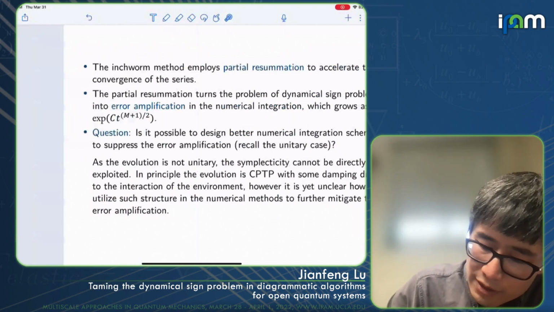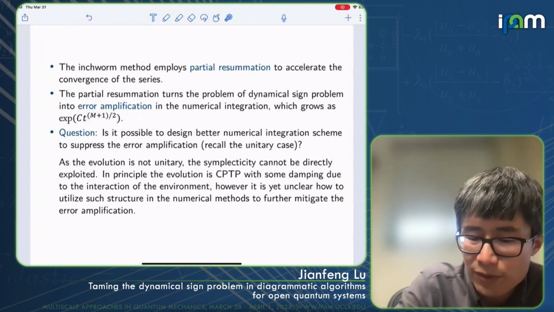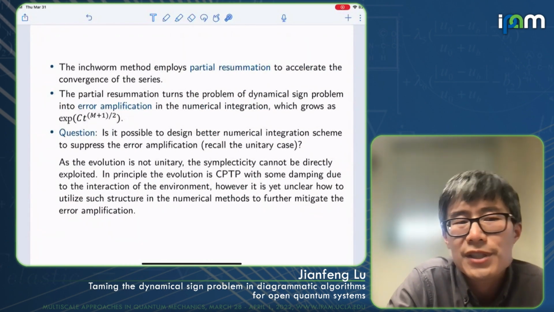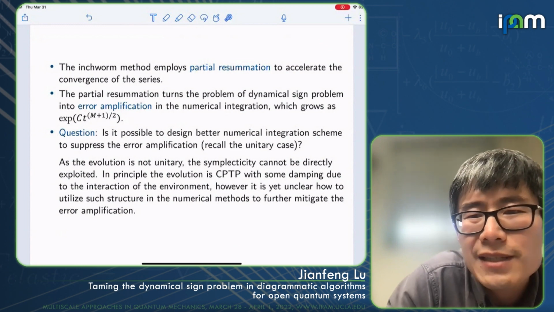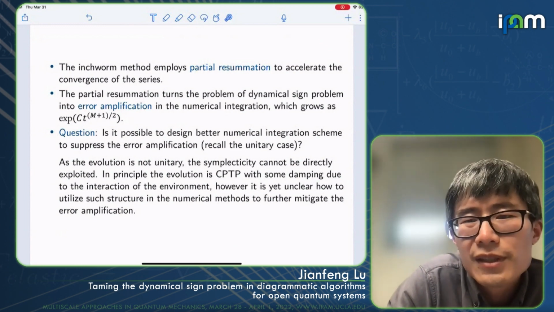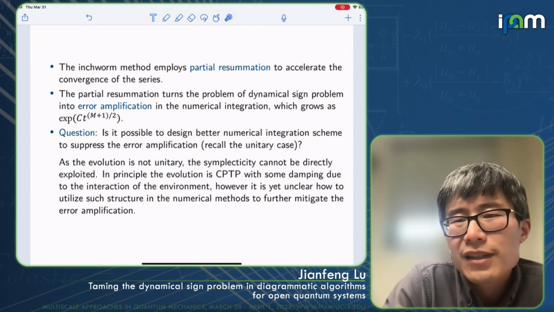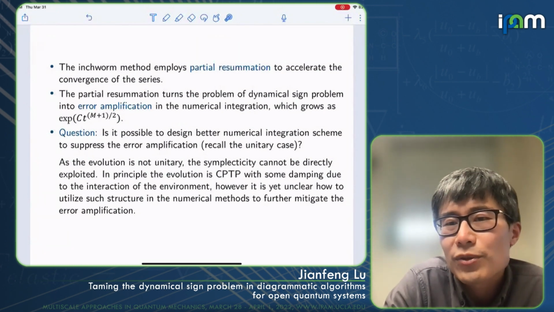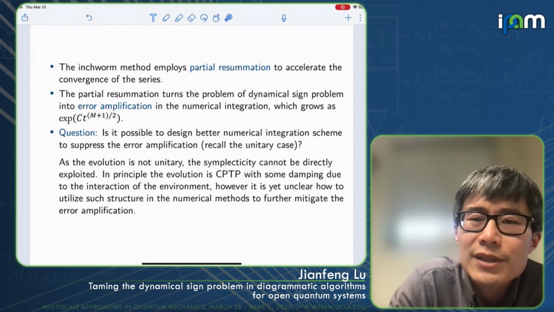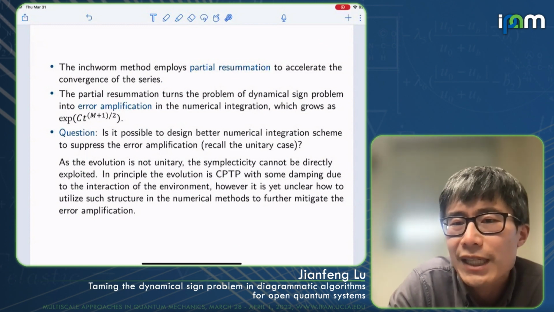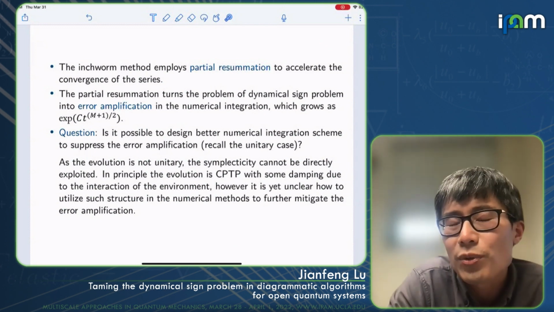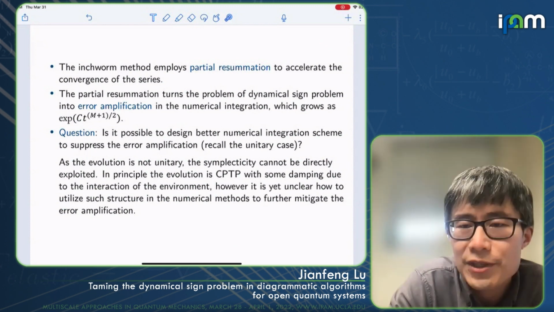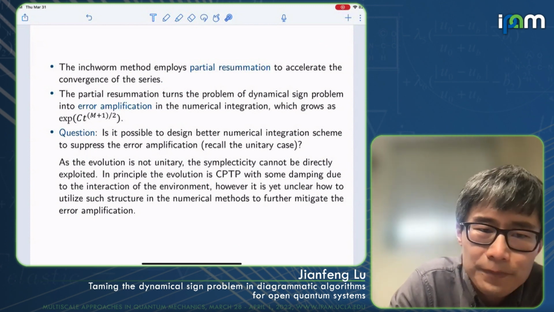So this naturally leads to the question: is it possible to design a better numerical integration scheme? As we can see, for the error amplification, if we use a naive Euler scheme, it's terrible. But it's very simple to change the numerical scheme by using the Heun method, a symplectic algorithm, and one can actually prove that there is no error amplification, which is also expected.